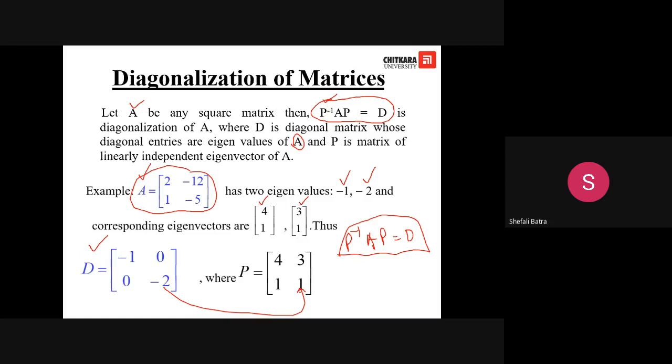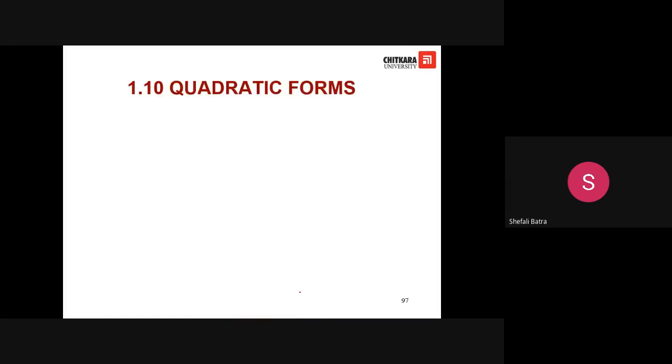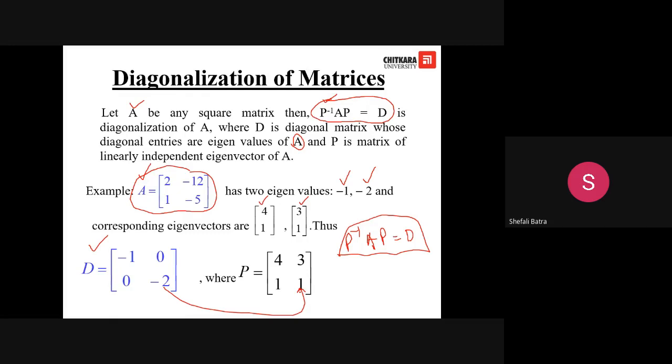Right? Now come to the next. Quadratic form, ma'am. Yes, beta. Ma'am, the eigenvalues will be given, ma'am. No beta, you need to find out. It depends upon the question. If I'm asking in an MCQ, right?